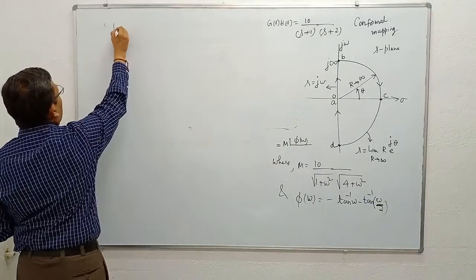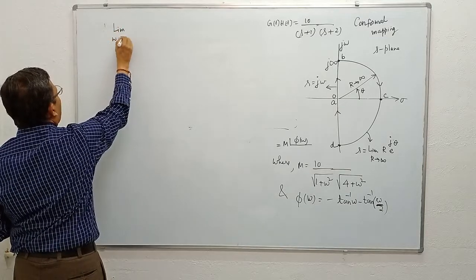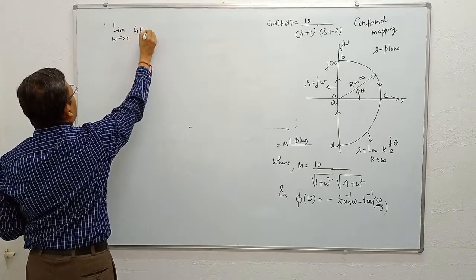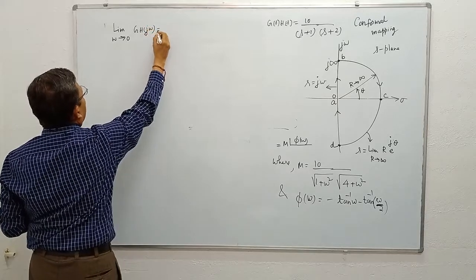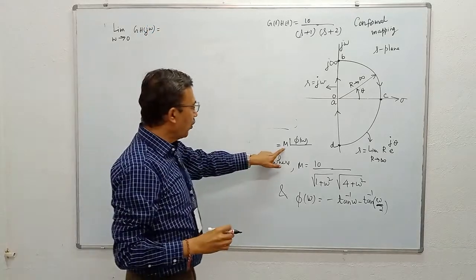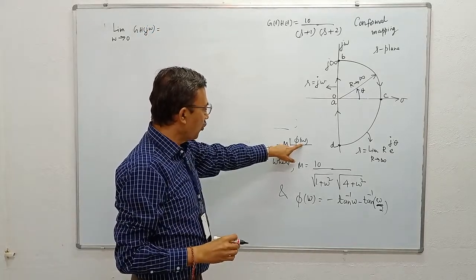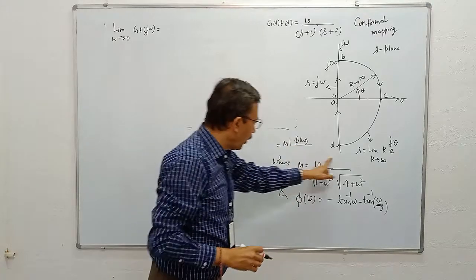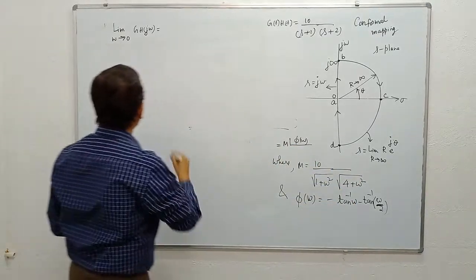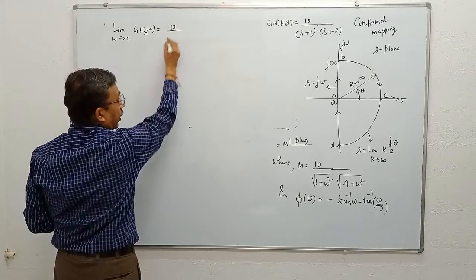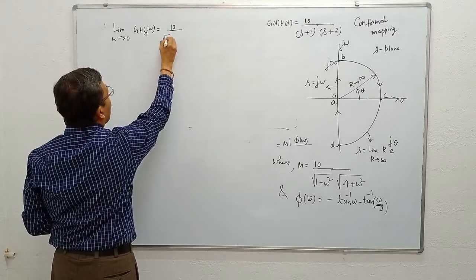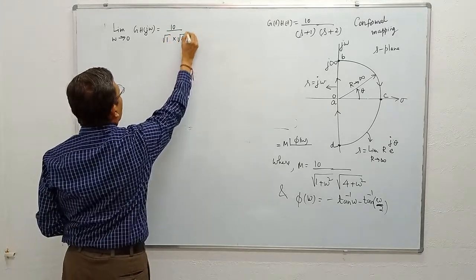Let us take the limit omega tending to 0 on GH of j omega. GH of j omega has got magnitude equal to m, angle equal to phi of omega. In the expression for m, if you put omega equal to 0, what you get? 10 divided by root of 1 into root of 4.